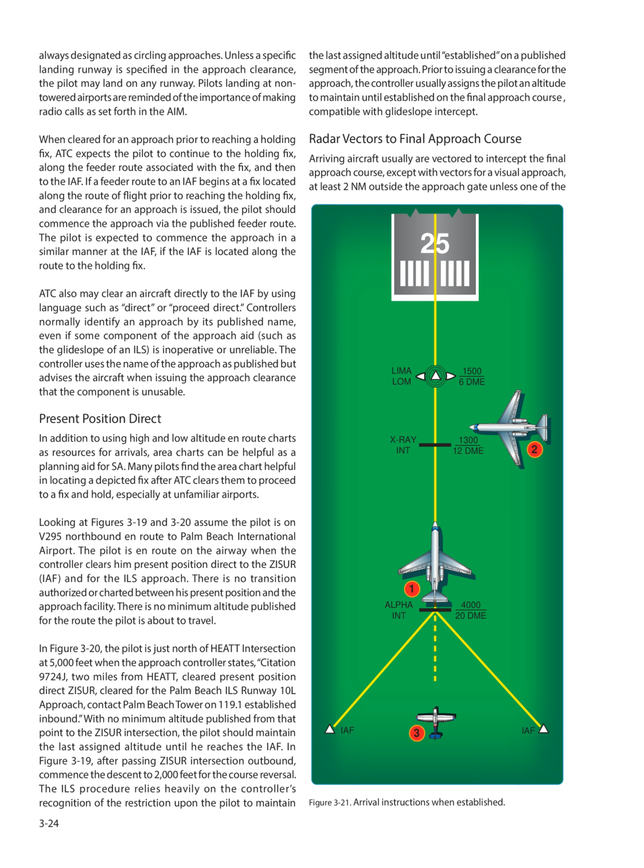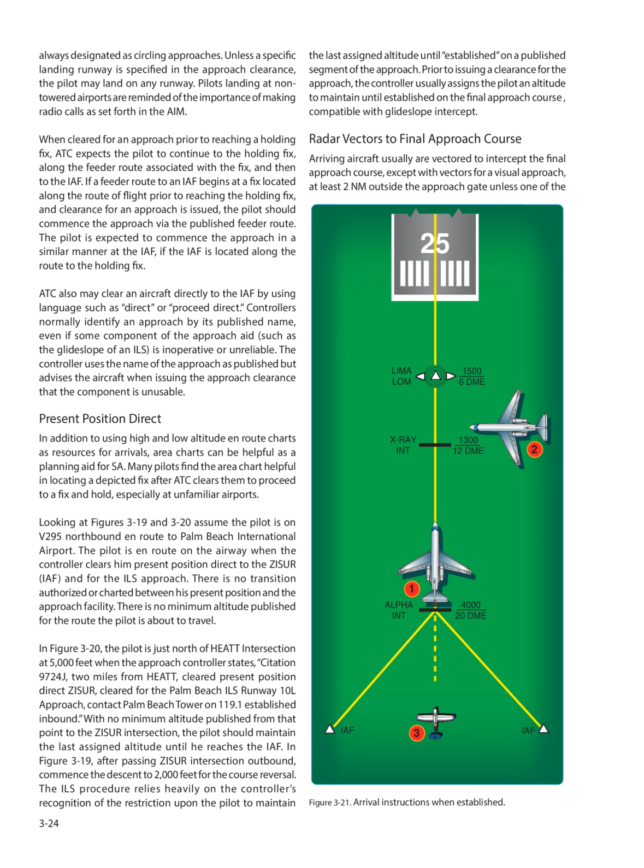ATC also may clear an aircraft directly to the IF by using language such as direct or proceed direct. Controllers normally identify an approach by its published name, even if some component of the approach aid, such as the glide slope of an ILS, is inoperative or unreliable. The controller uses the name of the approach as published but advises the aircraft when issuing the approach clearance that the component is unusable. Present position direct.